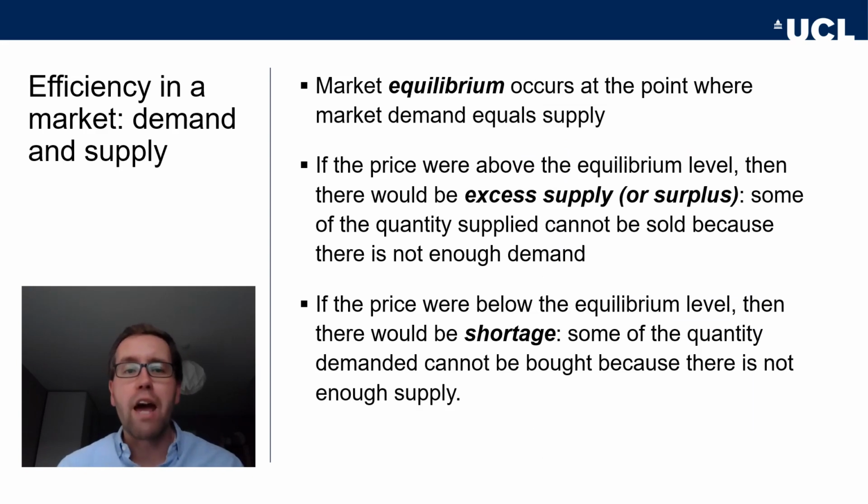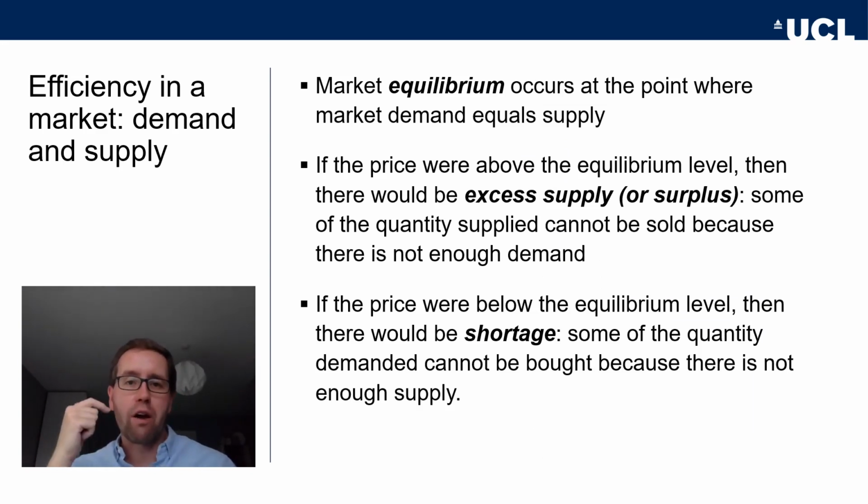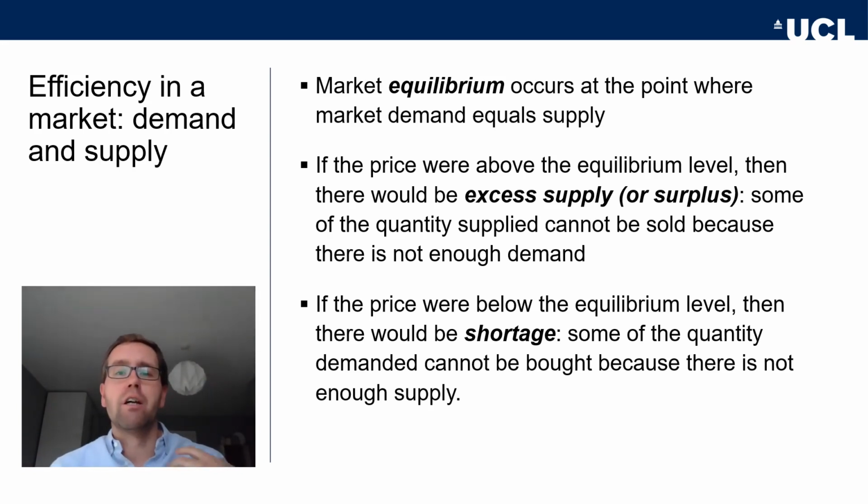So now we have all the ingredients together. We have demand curves, we have supply curves, we have consumer surplus and producer surplus. Now, what happens if we put these things together? Well, this is what we call the concept of market equilibrium. And equilibrium occurs at the point, at the price and quantity where market demand equals market supply.